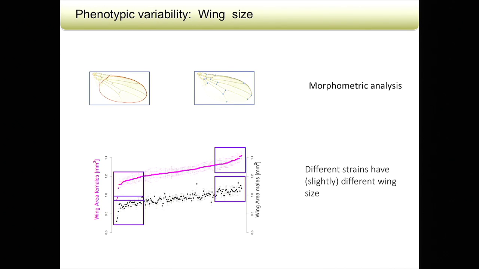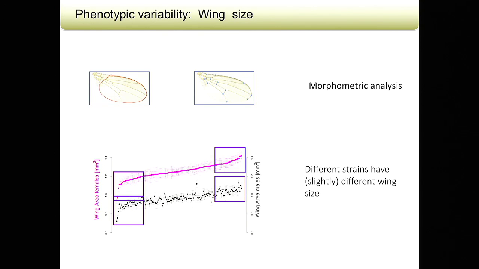Okay, so this is what Sibyl measured. There are morphometric ways to measure the size of these wings. You can measure the area, the width, the length, and you can measure how certain substructures in these wings vary. So you have a lot of information that is basically a phenotypic expression.